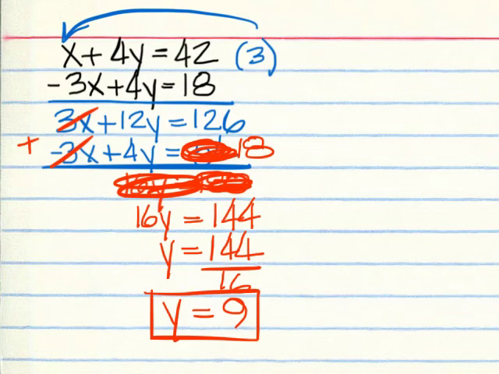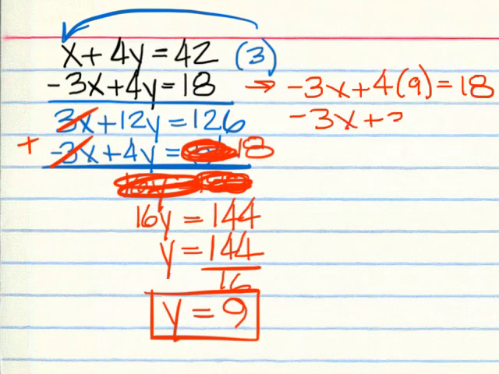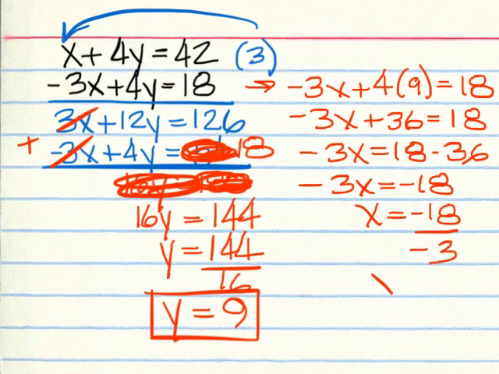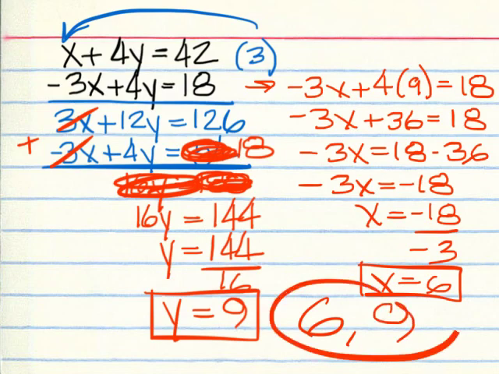Now go back and plug in the 9 to either this one or this one. I'll choose the bottom one. That's going to be a negative 3x plus 4 times 9 equals 18. Simplify to get 36. And then move that over to the right side. Make it minus 36. That simplifies to negative 18. Divide by negative 3. Answer is 6. 6, 9 is the final answer.